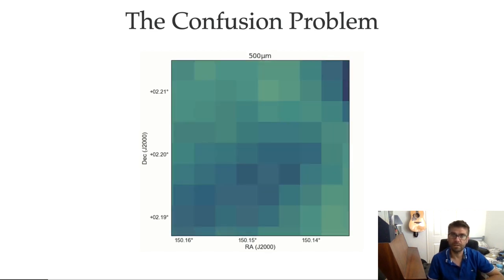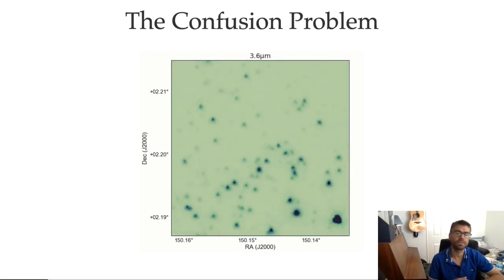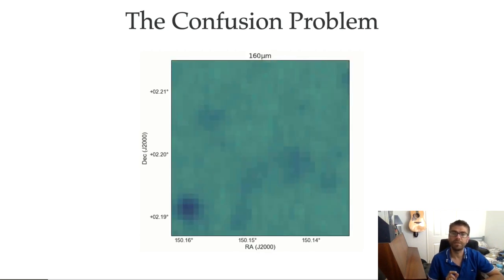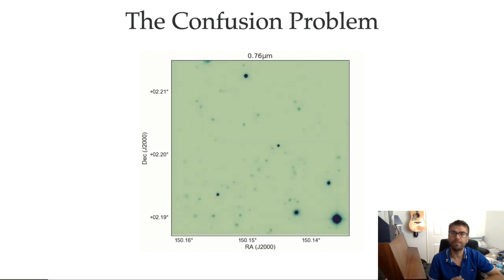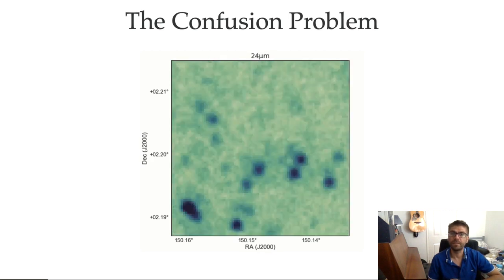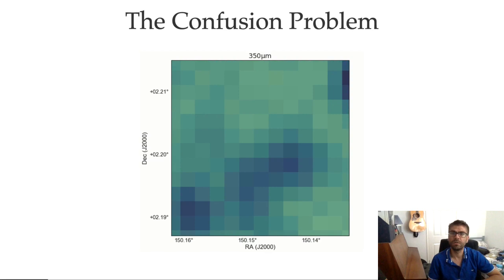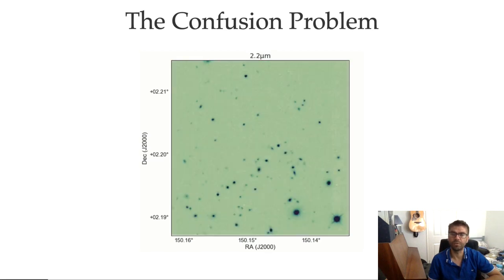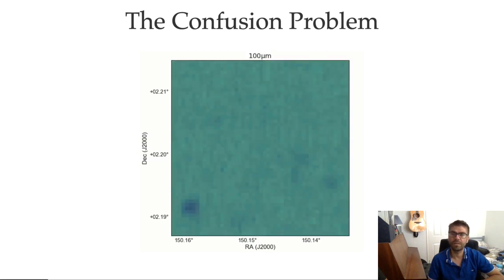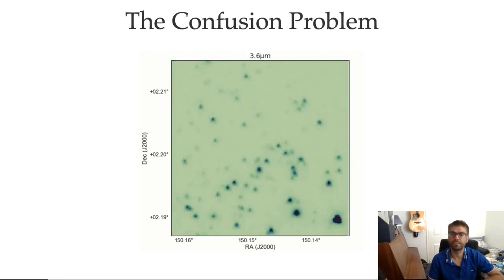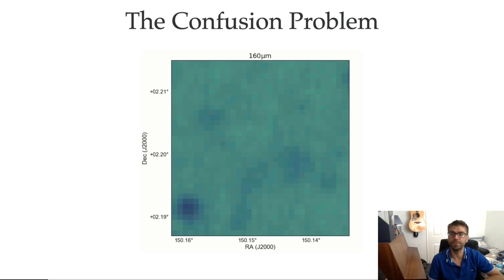The animation in this slide is showing the same patch of sky observed in the optical, near-infrared, and finally the SPIRE instrument aboard the Herschel Space Observatory. And as you can see, as you go to those longer wavelengths, the resolution deteriorates. And that's what we call the source confusion problem.